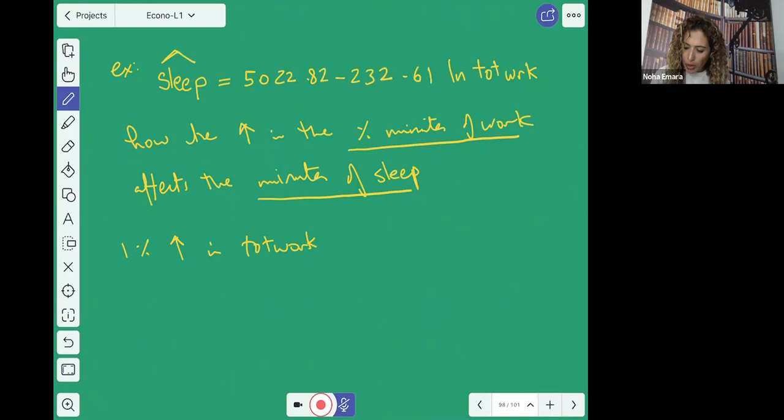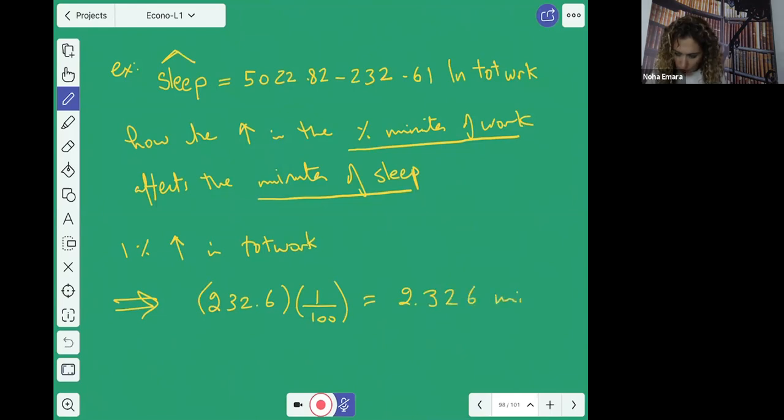So a 1% increase in total work would bring 232.6 times 1 over 100, which is 0.01, and this would give you 2.326 minutes. And remember, the sign is negative, right? So that means if there is a 1% increase in total work, sleeping minutes decrease by 2.326, or you can approximate and say 2.3 minutes.